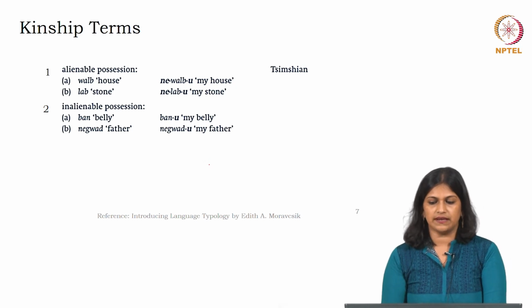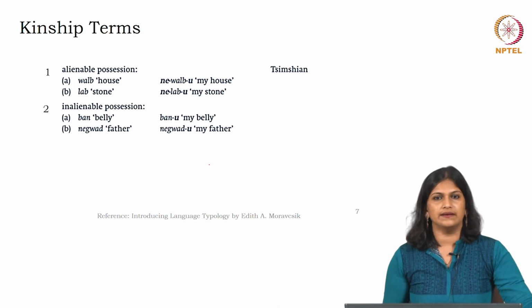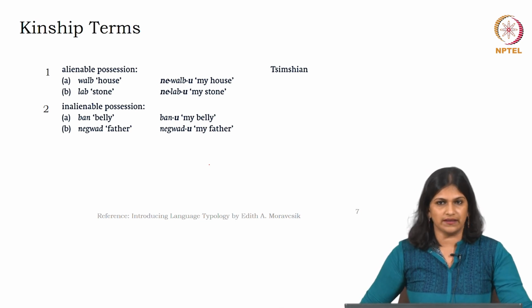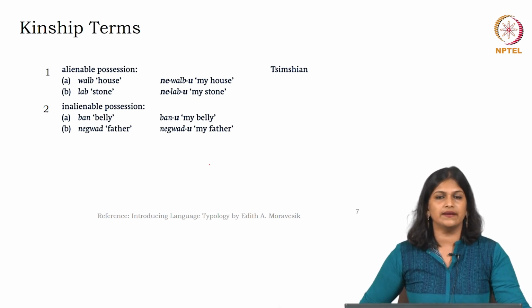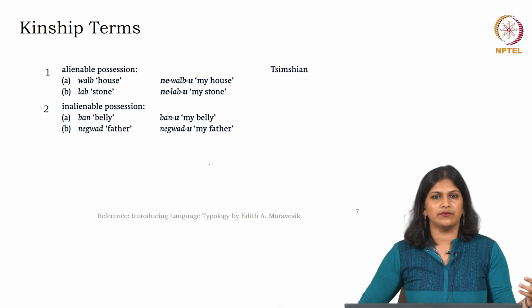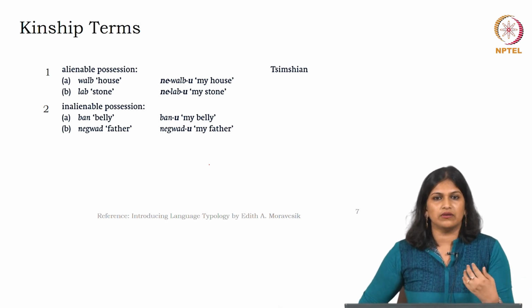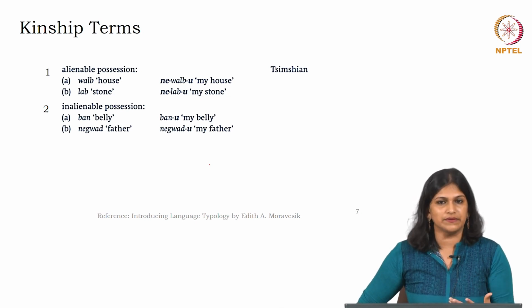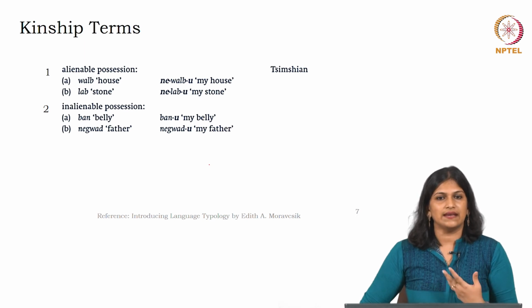So, here is a set of data from the Tsimshian language, where let us have a look at the alienable and inalienable possession examples. This is an American Indian language spoken in northern British Columbia. The alienable possessions would be words like house or stone. When you say my house, that means this is an alienable possession. When you say my father, that is inalienable possession.